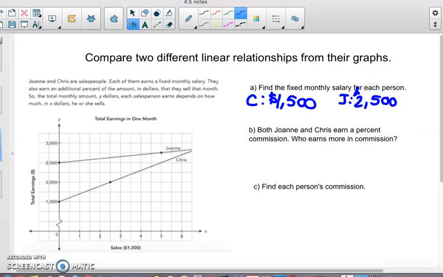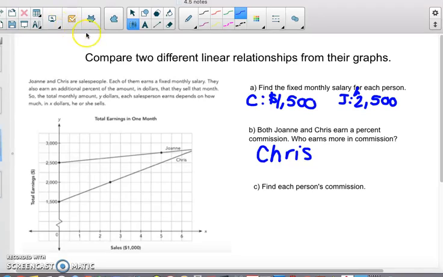Okay. Next, both Joanne and Chris earn a percent commission. Who earns more in commission? We can simply find this by looking at the graphs and seeing whose slope is steeper. So in this case, we can see that Chris has a steeper slope, so that means he is earning more commission. But to find each person's commission, we will have to calculate the slope. So let's find each person's commission in percent.